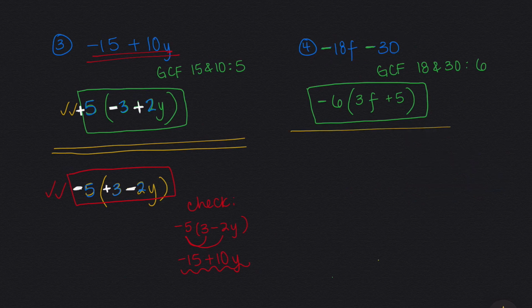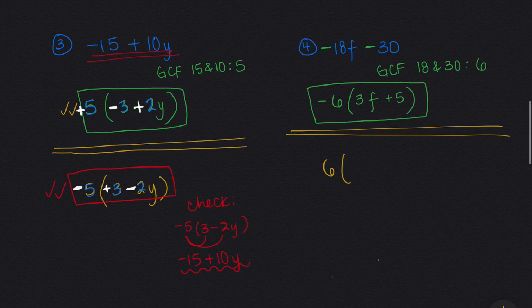Now, just out of curiosity, let's see what would have happened if we pulled out a positive 6 instead. How would that change our answer? So again, the greatest common factor of 18 and 30 is still 6. We'll write down a positive 6 instead of a negative 6 like we did before. Get those parentheses going. And remember, the other way you can think about factoring is as division.